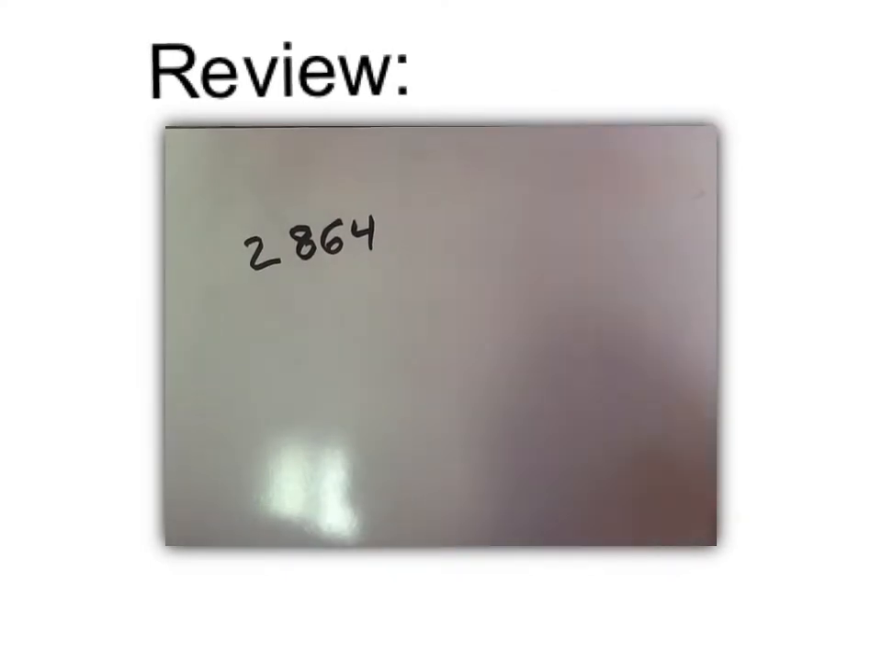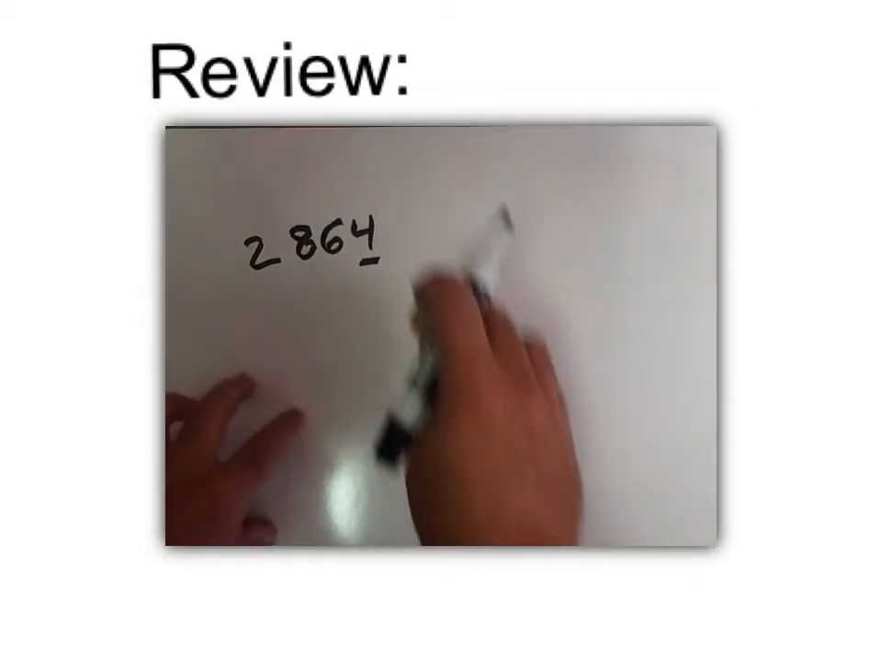Some divisibility tests rely on the ones digit, like the test for divisibility by 10, 2, or 5. You look at the ones digit, and depending on what it is, it may or may not pass the divisibility test. For example, for 2, you're looking for an even ones digit. For 5, you're looking for the ones digit to be 5 or 0. So hopefully by now that's review.